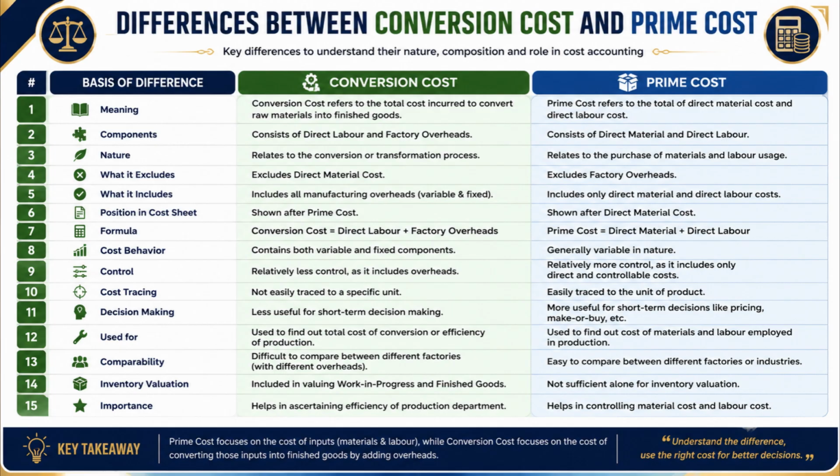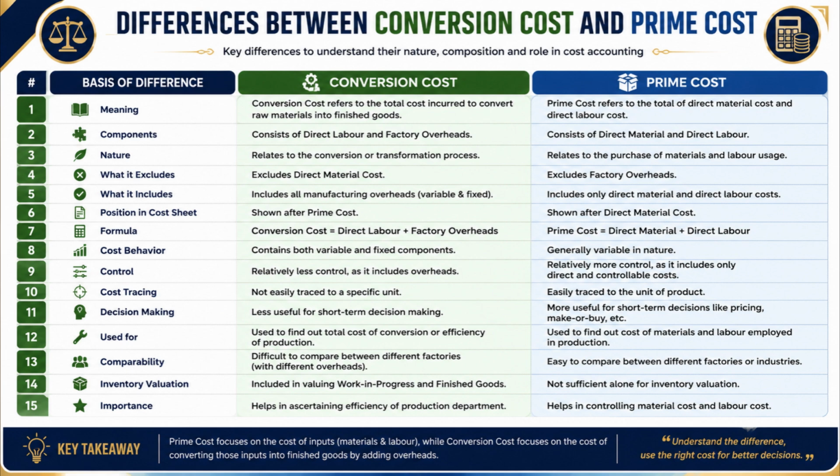Number 6. Conversion cost is shown after prime cost in the cost sheet, whereas prime cost is calculated immediately after direct material cost. Number 7. Conversion cost formula is direct labor plus factory overheads, whereas prime cost formula is direct material plus direct labor. Number 8. Conversion cost contains both fixed and variable overheads. On the other hand, prime cost is generally variable in nature.